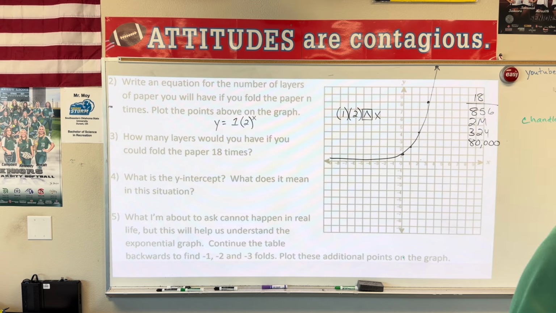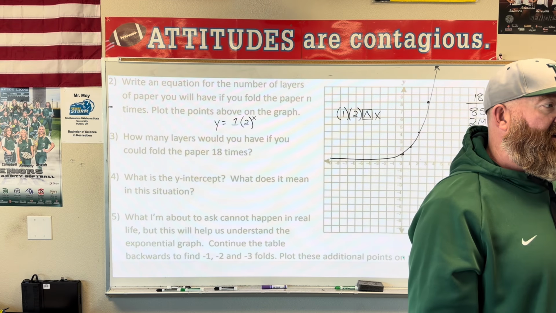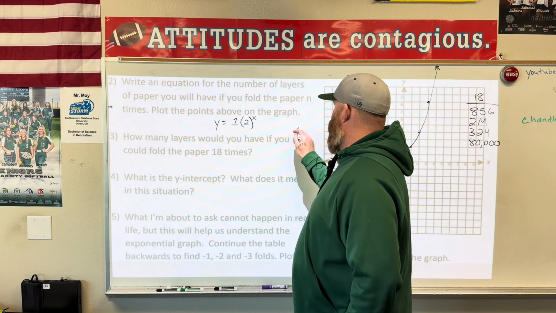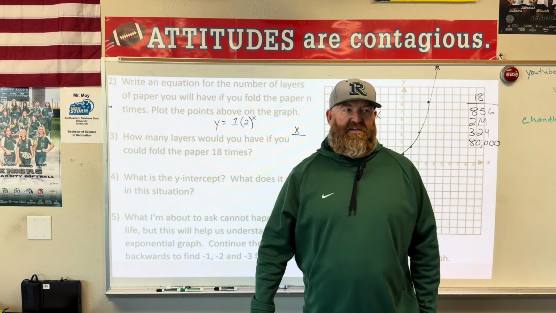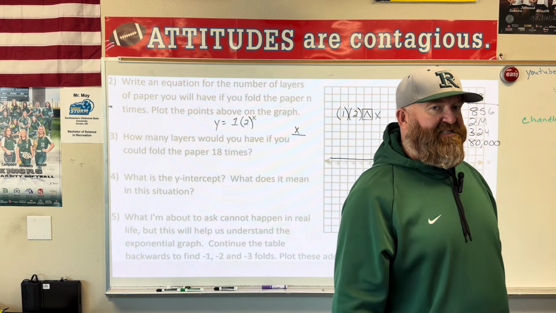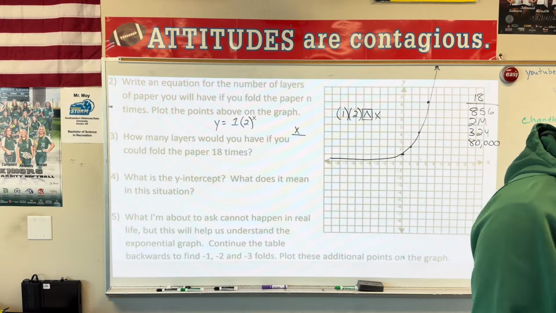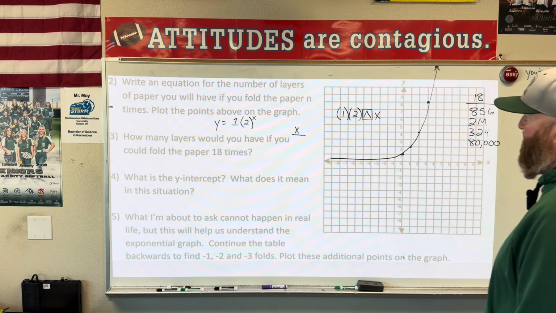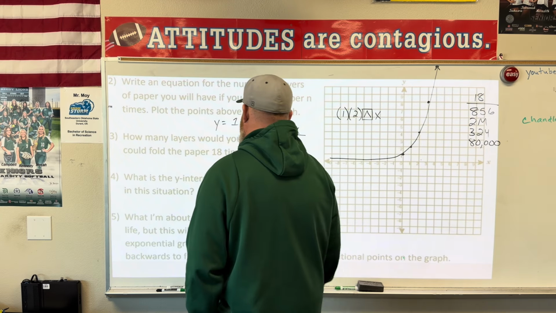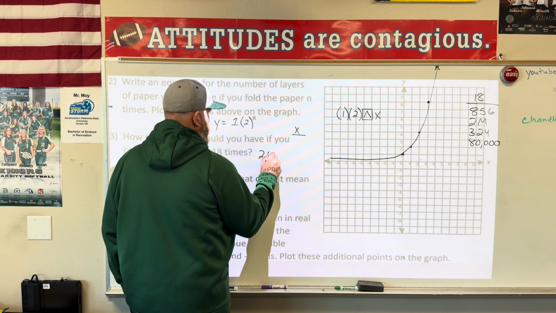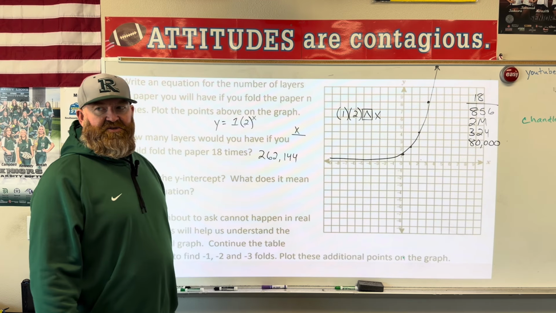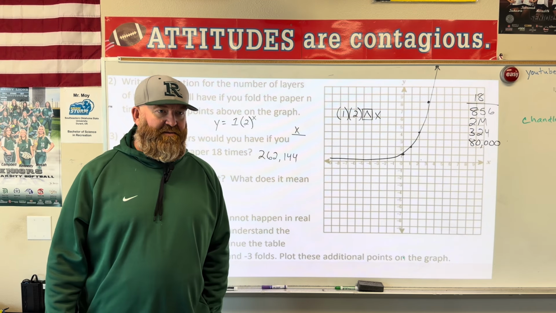Now, I want you to hit second, and I want you to hit graph again. You're going to have a table. Everybody with me? The question is on the 18th fold. So what I want you to do is on the X, I want you to scroll down to where it says X is 18. What'd you get? 262,000. On the 18th fold, that paper would be 262,000 layers deep.